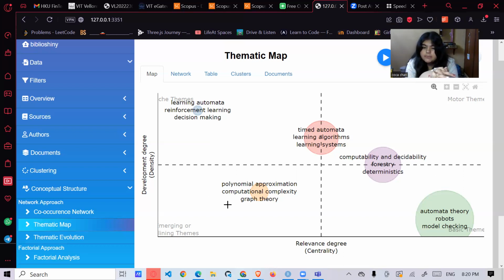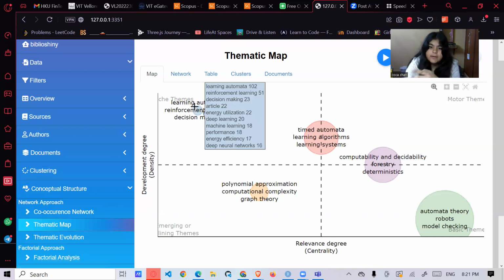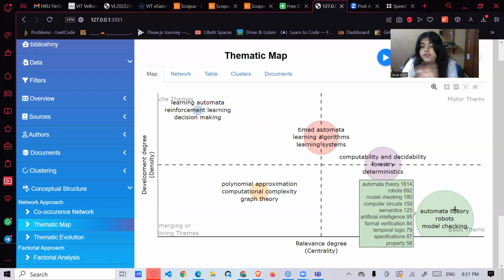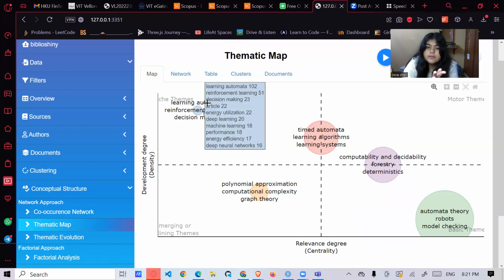And then you have niche themes, which are known and have papers and are impactful, but don't have a lot of work on them, like learning automata. There is a lot of work on automata theory, but not a lot of people have written about learning automata. Let me see, 102. So we have a frequency of 102 for learning automata, while the term automata theory in itself has 1630. So you can really see the difference in the ratio from 1630 to 102.